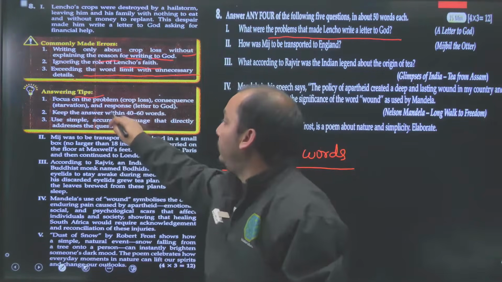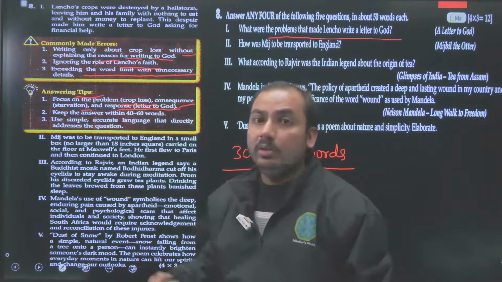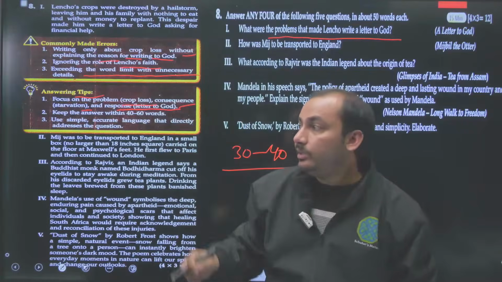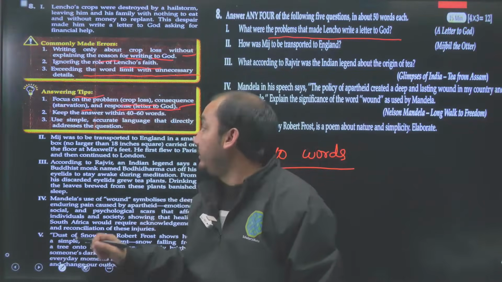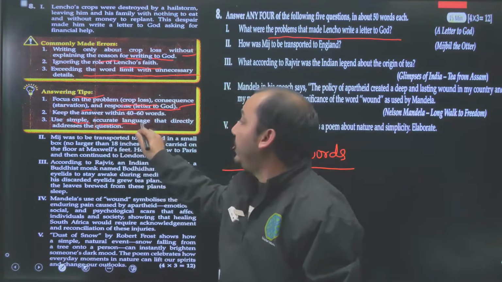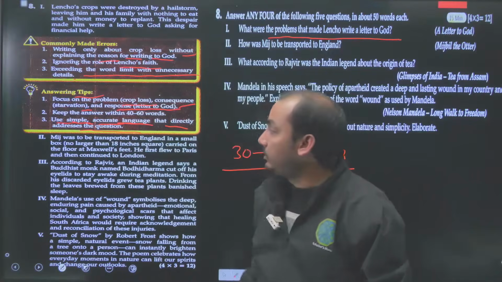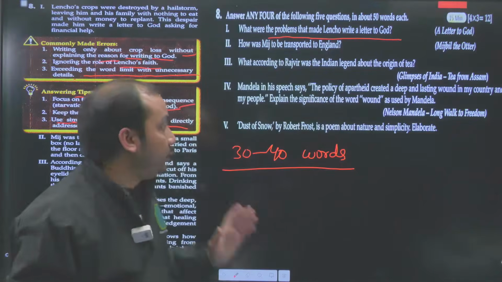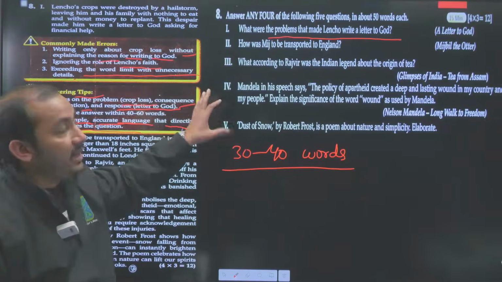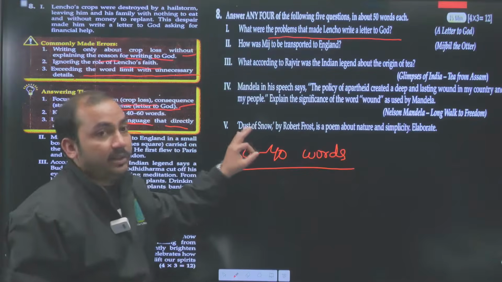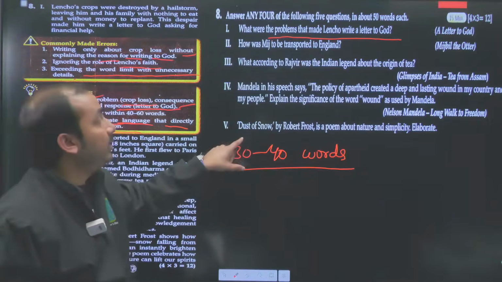Also some tips: focus on the problem, crop loss, consequence, starvation, and response related to God. What were the things due to which Lencho thought to write the letter to God? Just this, nothing else. Use simple, accurate language that directly addresses the question. This should be the exact strategy while writing the answers. Write answers as short as you can, in 30 to 40 words. Just write what the question is asking.